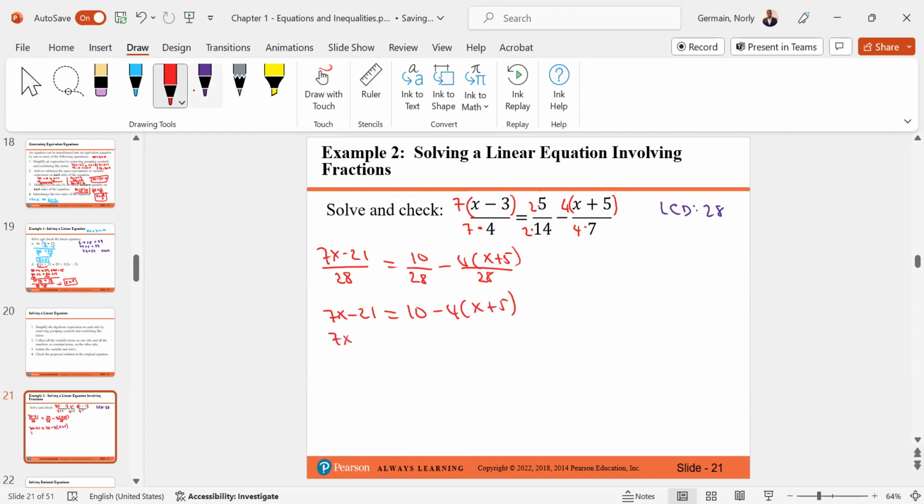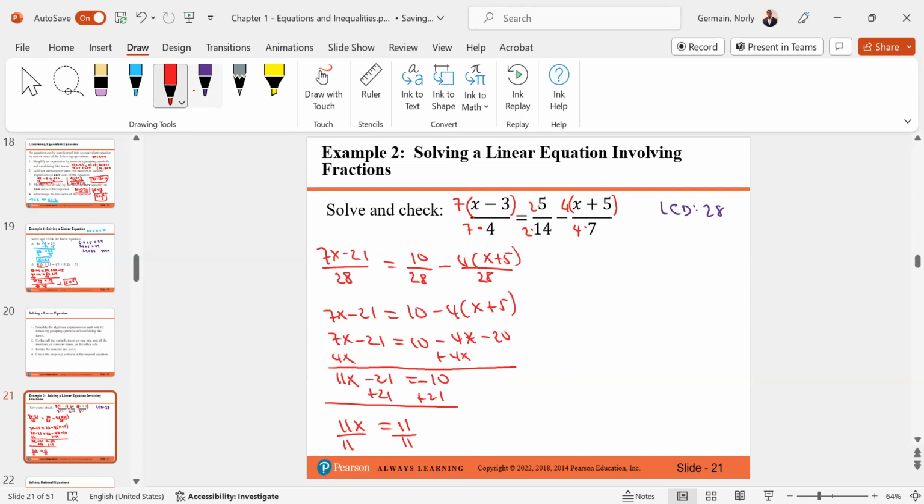Let's distribute the 4: negative 4x minus 20. Now, if you add 4x to both sides, okay, guess what's gonna happen? We're gonna have 11x minus 21 equal 10 minus 20. What is that, please? 10 minus 20 is negative 10. Now, let's add 21 to both sides. We end up having 11x equal 11. Divide both sides by 11.